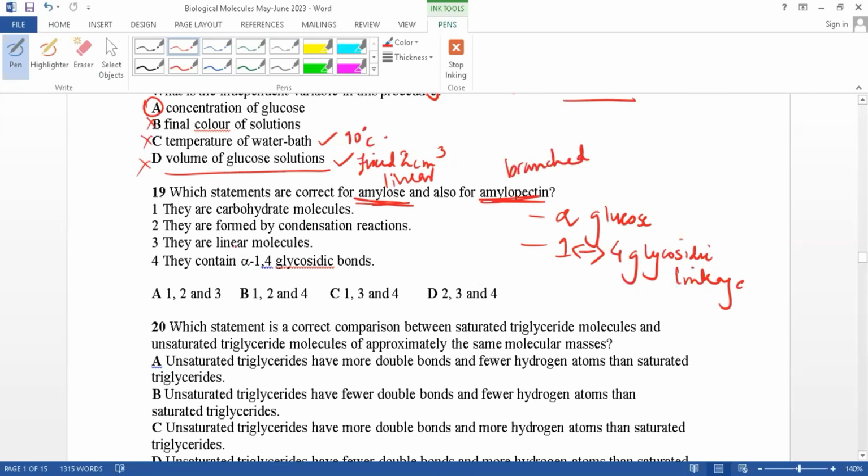So if we talk about what is correct for both, let's see. They're carbohydrate molecules, correct. They are formed by condensation reactions, correct. Every time a condensation reaction takes place, water is produced, so that is also correct. They are linear molecules, that is incorrect. I've told you that amylopectin is branched, it has branches. Amylose does not have branches, it is only linear. So amylose is linear, not amylopectin, that is incorrect. They contain alpha 1,4 glycosidic bonds, that is correct. So 1, 2, 4.